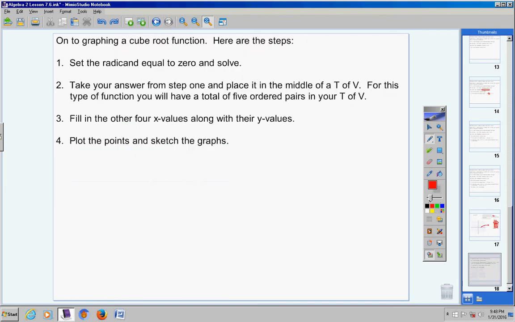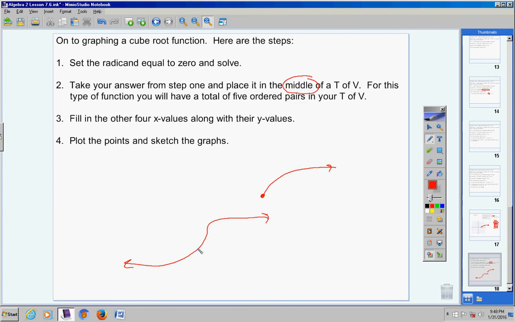Now, on to graphing a cube root function, okay? Here are the steps. Set the radicand equal to 0 and solve. Piece of cake. But here's where it gets a little different. Take your answer from step 1 like we did before and place it not at the top but in the middle. Now stop. Think about this. Was not the square root graph a half a parabola? That's why you put it at the top, because it starts and goes. But remember, the cube root graph continues both directions, so it makes sense.